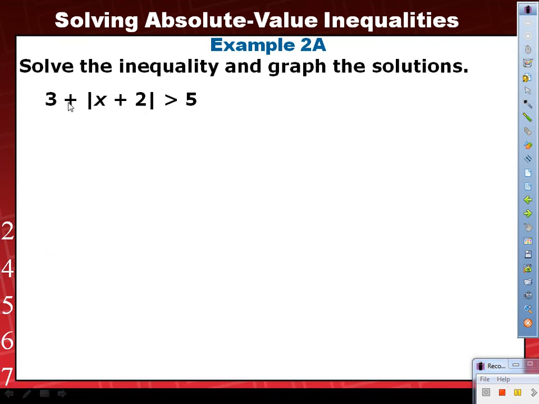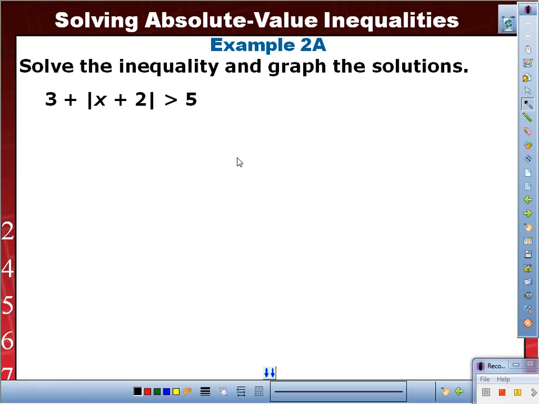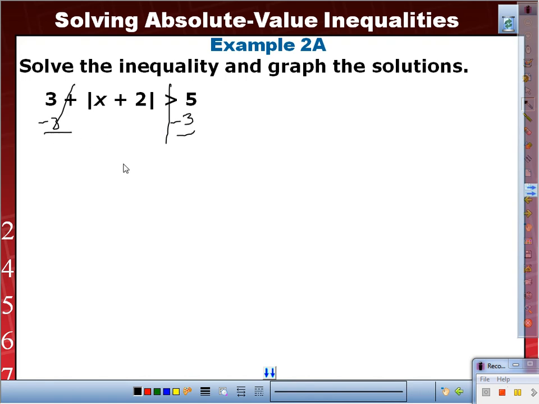Now we are at 2a. 3 plus absolute value x plus 2 greater than 5. All right? Let's do this one together. Line down the inequality symbol. What do I do from there? Subtract 3, subtract 3. So absolute value x plus 2 greater than 2. Is there anything else outside the absolute value? No. So then -2, +2.